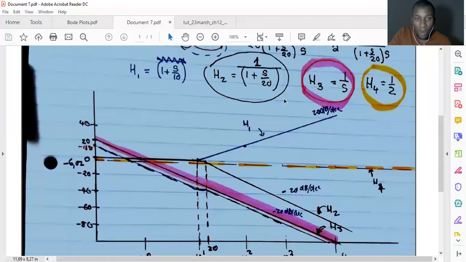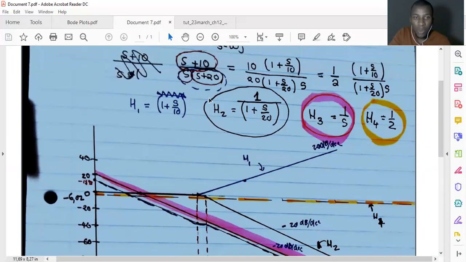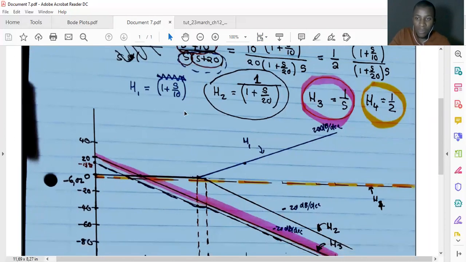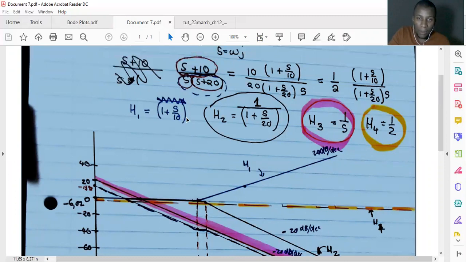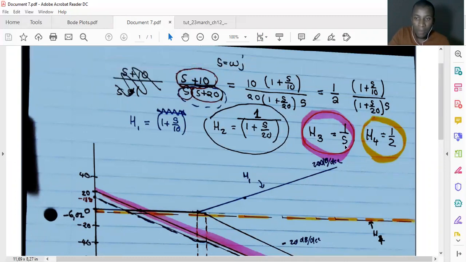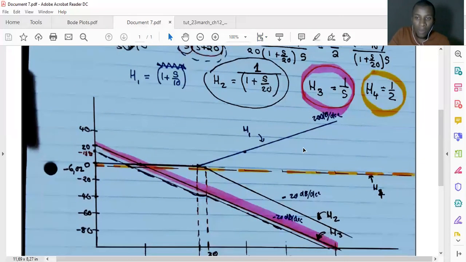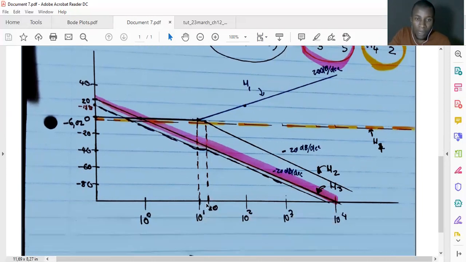So we have drawn all our subtransfer functions, but we want to draw how the final transfer function will look, because remember, this represents the subtransfer function, if you allow me to use that term. So here we see that this is the final transfer function. But now how do we draw it? For me, the easiest way to do it is to look at the breakpoints of all subtransfer functions.